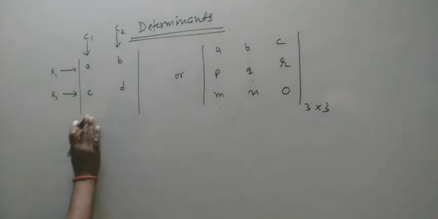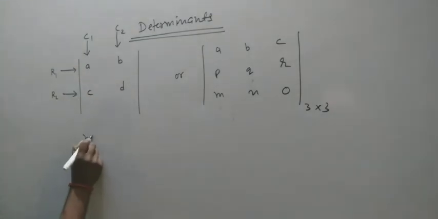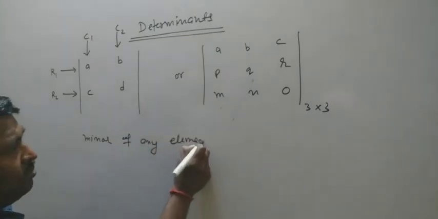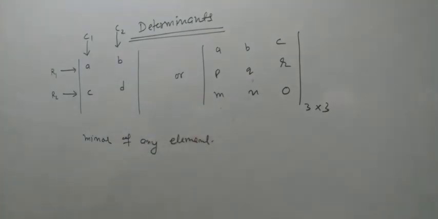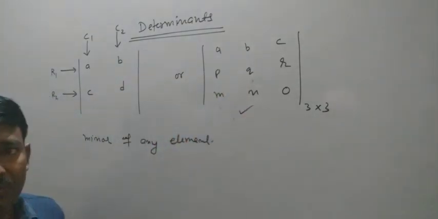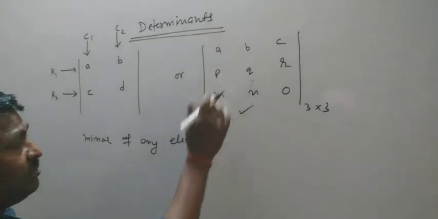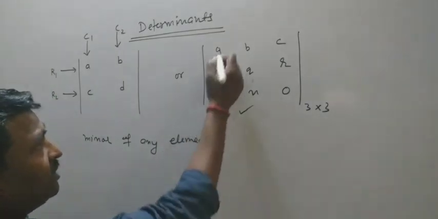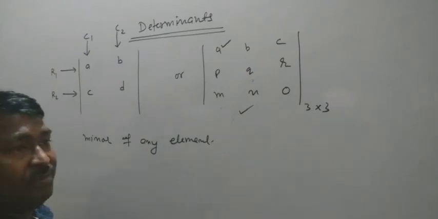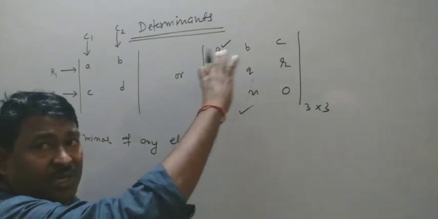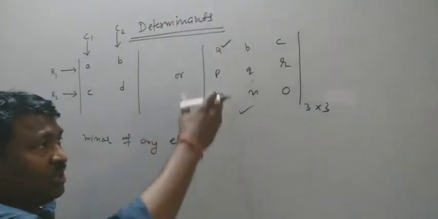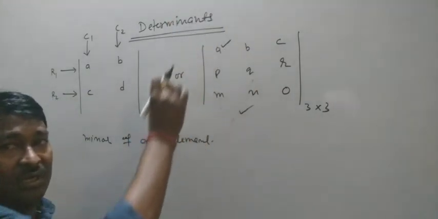Okay, now minor of any element in the determinant. Okay, suppose you are given this determinant. Now what will be a minor of any element? So minor of any element, suppose you want to find the minor of this element A. So the left minor is after deleting or removing the column and the row which intersect at that element.